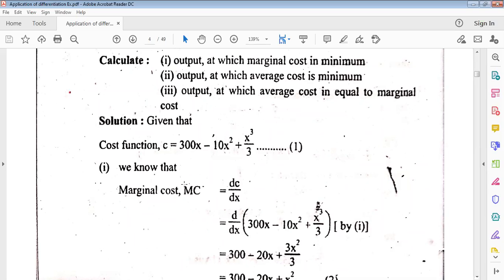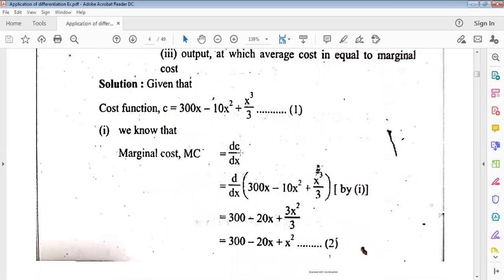Now we know marginal cost will be MC equals what? d/dx of C. The first time we have seen this marginal cost formula, d/dx of C. That means d/dx of C, where C is the value of equation number 1. By equation 1, now d/dx of x is 1. Differentiation of x is 1.